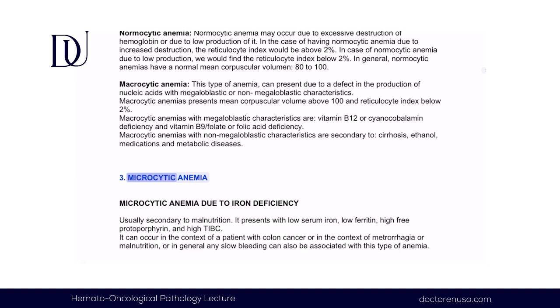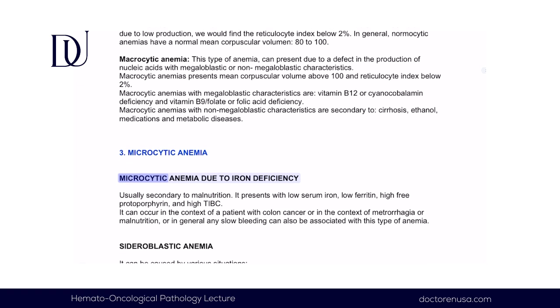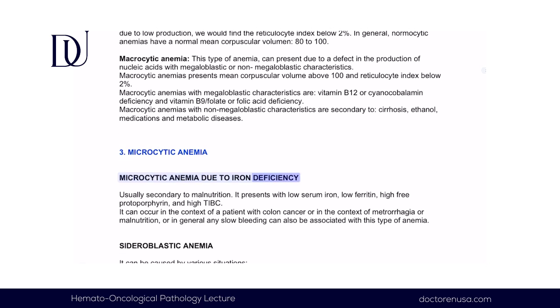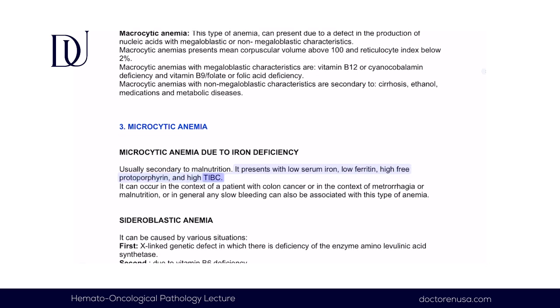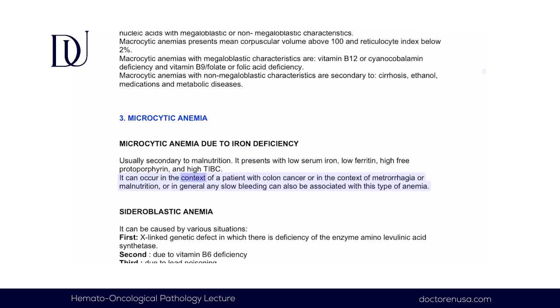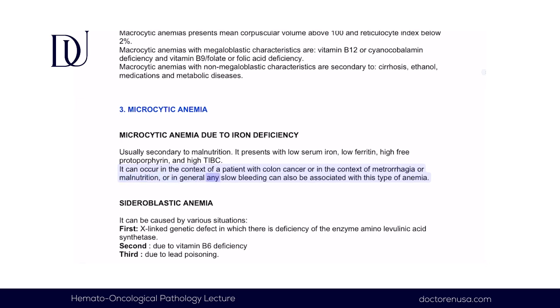Microcytic anemia due to iron deficiency. Usually secondary to malnutrition. It presents with low serum iron, low ferritin, high free protoporphyrin, and high TIBC. It can occur in the context of a patient with colon cancer or in the context of metrorrhagia or malnutrition, or in general any slow bleeding can also be associated with this type of anemia.